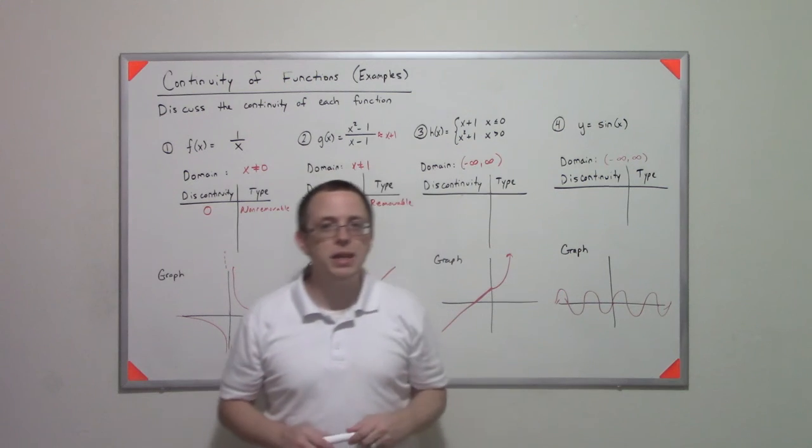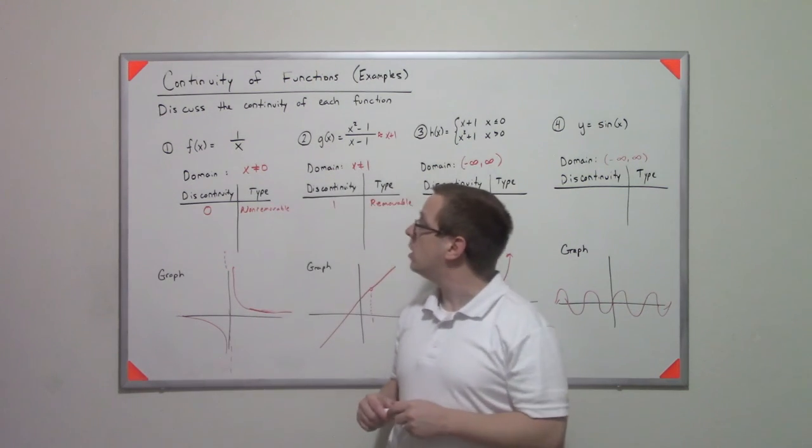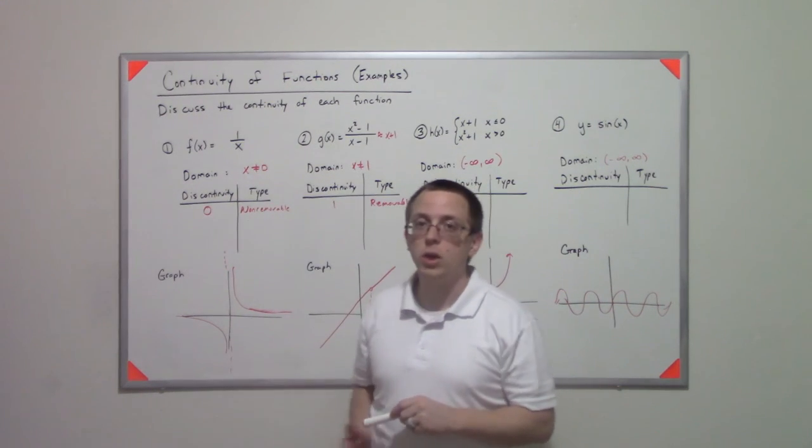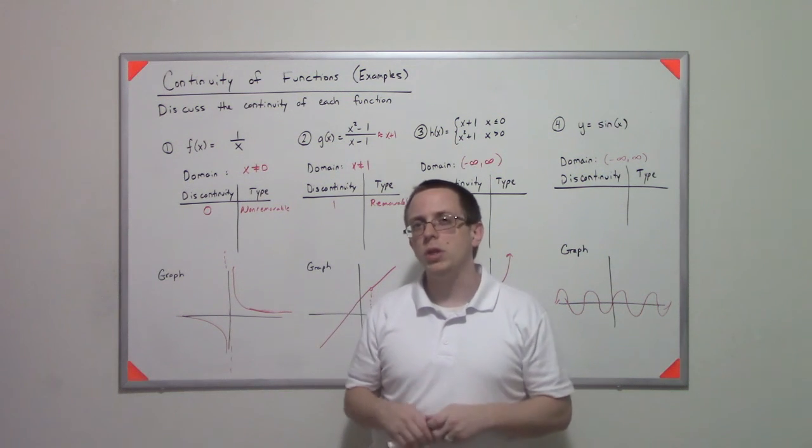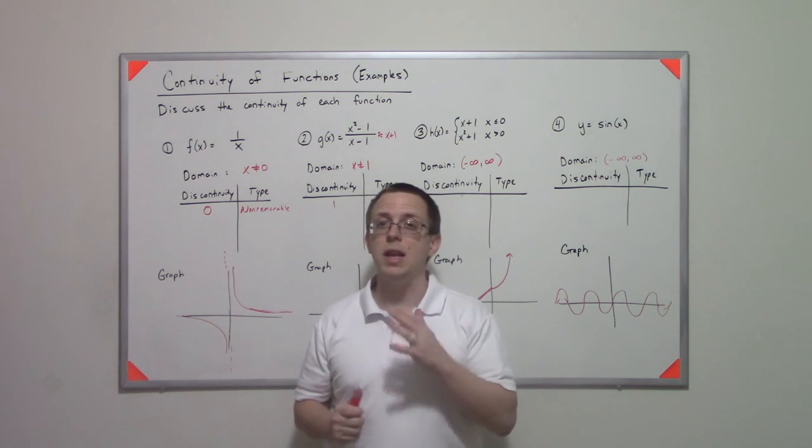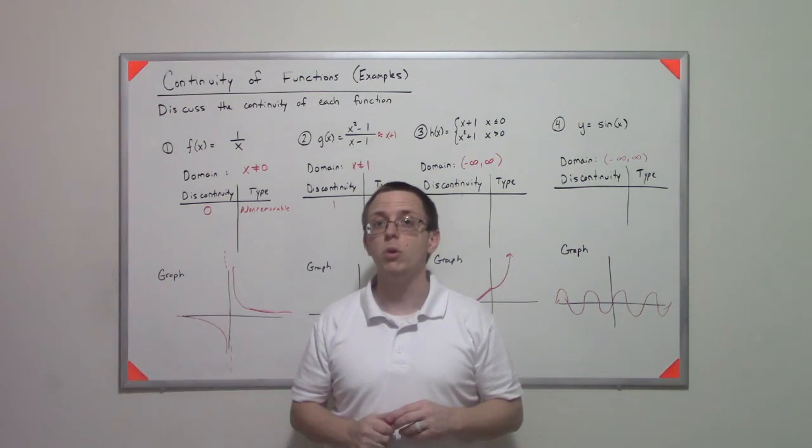And generally speaking, this is how you're going to do it. You're just going to look at the domain, take a look at the graph, and that will generally tell you whether or not any discontinuities are going to be removable or non-removable.